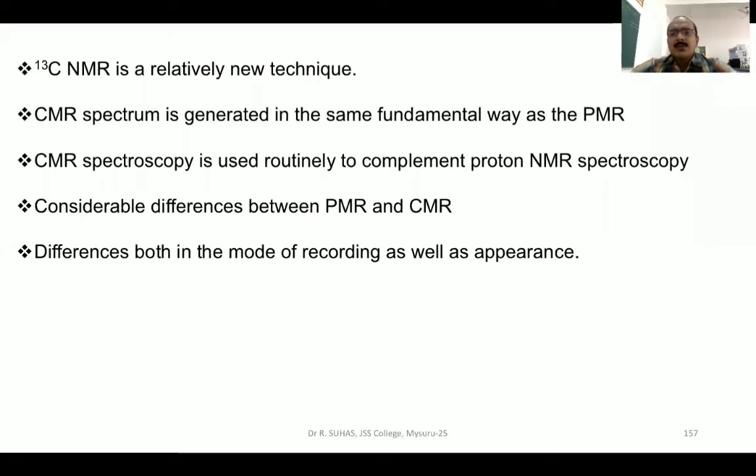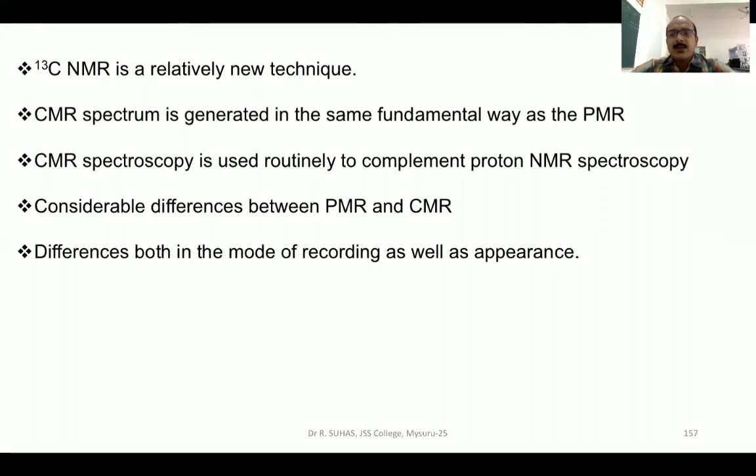Proton NMR was the first to be discovered. Later, in recent times, C13 NMR was discovered. So it is a relatively new technique. The same principle holds good here for C13 NMR also.